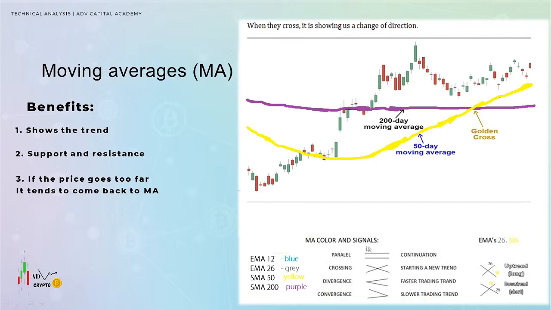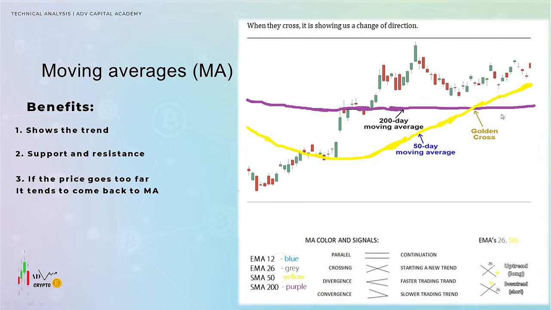There are also some signals that can help us to understand the price action better. If we see the moving averages going parallel, that means that the price is in continuation. If they're going parallel in an uptrend, the coin is continuing an uptrend. If they're going parallel in a downtrend, it's continuing in a downtrend. When they are crossing, that means that a possibility of a new trend is on the way.